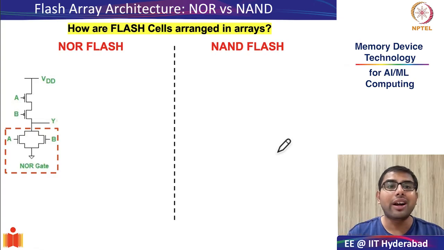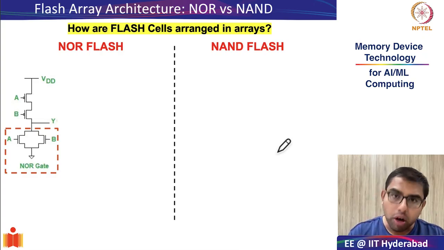So as you may have already heard from our second module when we were discussing the overall perspective of memory hierarchy, flash cells are further subdivided by the way that they are organized in memory arrays. There are two kinds of organization. One is called the NOR flash and the other is called NAND flash. So let us begin with NOR flash.